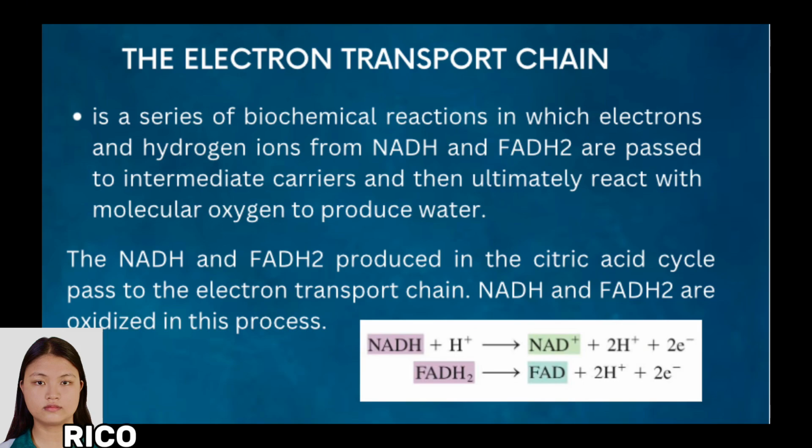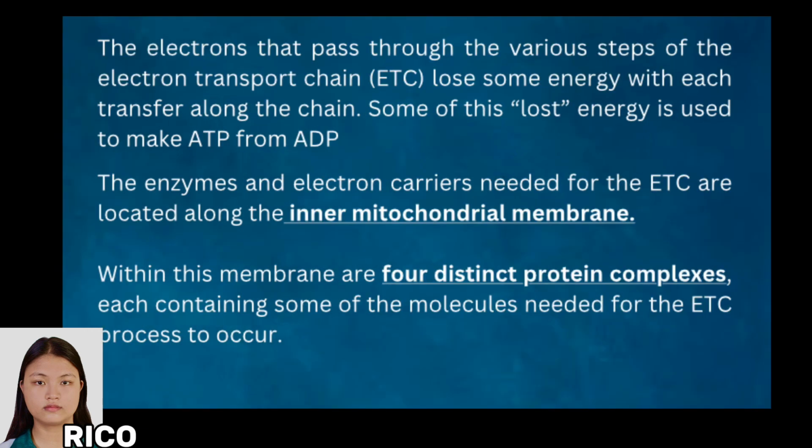The NADH and FADH produced in the citric acid cycle pass through the electron transport chain. NADH and FADH are oxidized in this process. The electrons that pass through the various steps of the electron transport chain lose some energy with each transfer along the chain. Some of its lost energy is used to make ATP from ADP. The enzymes and electron carriers needed for the ETC are located along the inner mitochondrial membrane.